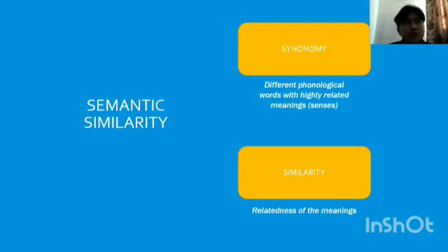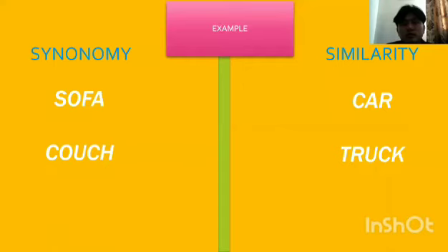Usually the word synonymy means nearly getting the same meaning as other words, and similarity is the relatedness of the meanings. The next slide is the example. Synonymy is, as you can see, the words sofa and couch.